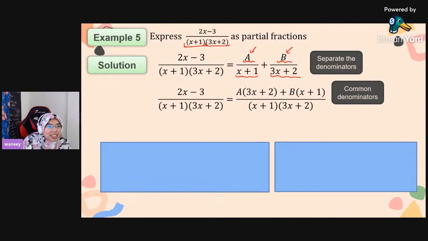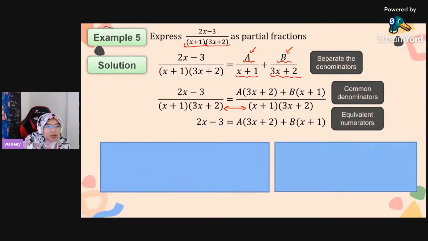Now, since I have a common denominator, I have the same denominator on the left and right hand side. What we can do is easily compare our numerators. They must be equal because the bottoms are equal, so the tops must be equal as well. So 2x minus 3 is equal to A(3x plus 2) plus B(x plus 1).